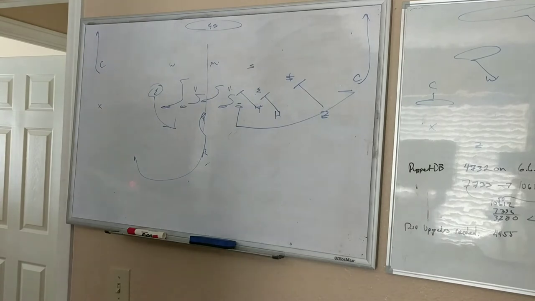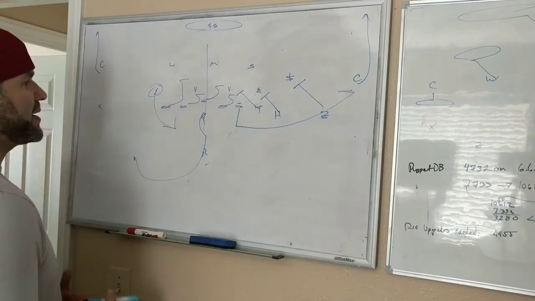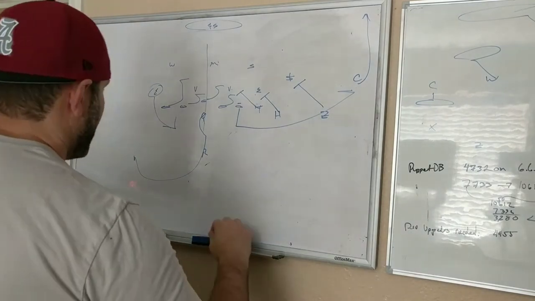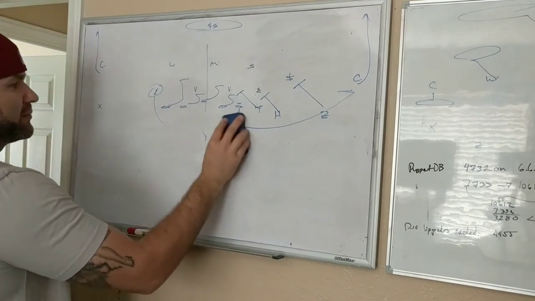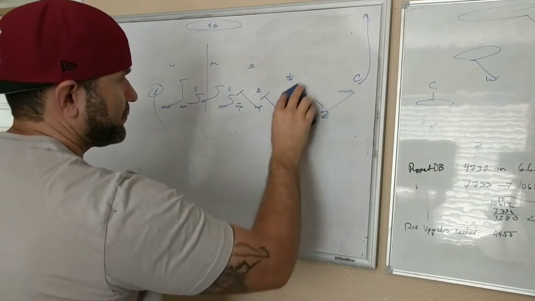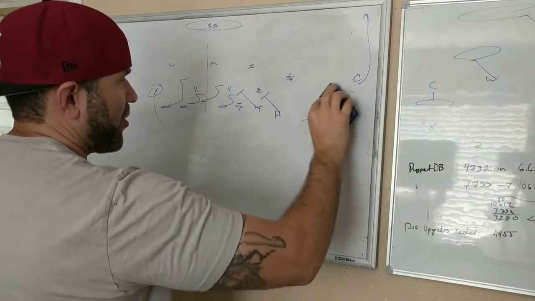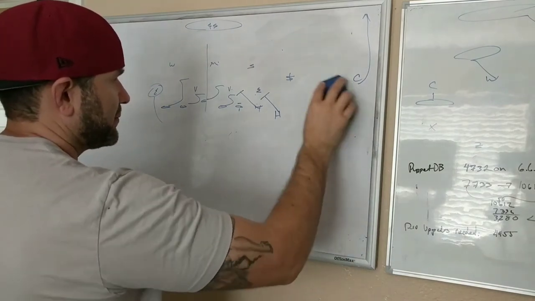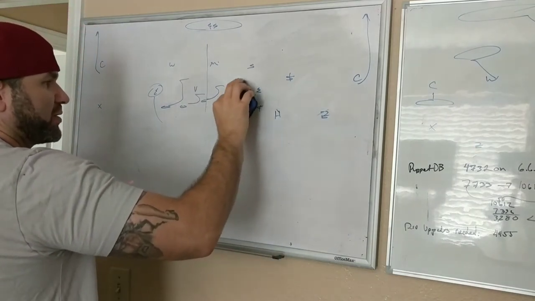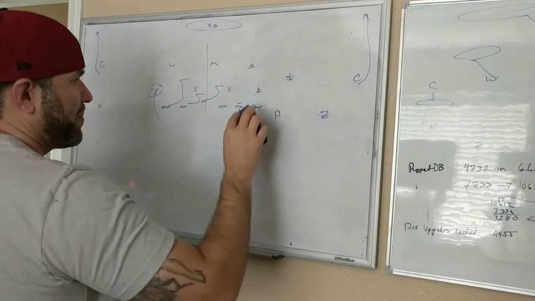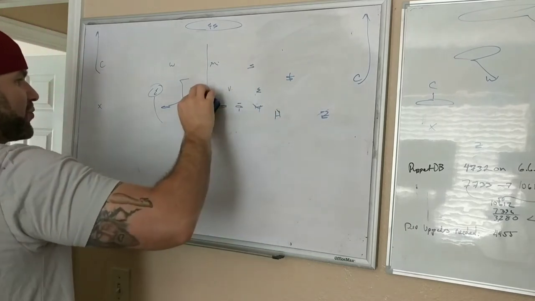I love this play. I think this is a great, great play. Okay? Another way that we can attack the defense in our trips formation against cover three is we have to also be able to run opposite, okay? Opposite of where we run strong. So if we run strong, we need to be able to run weak. If we pass strong, we need to be able to pass weak, okay?